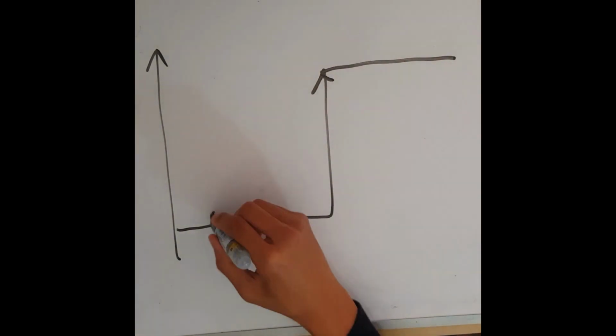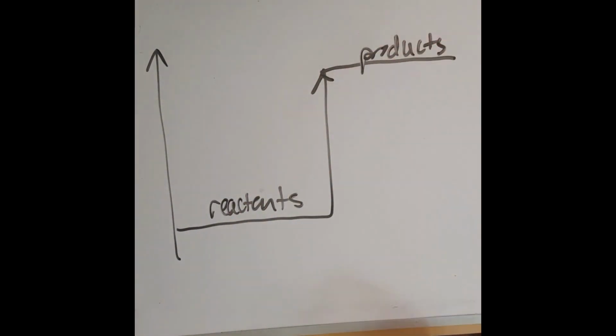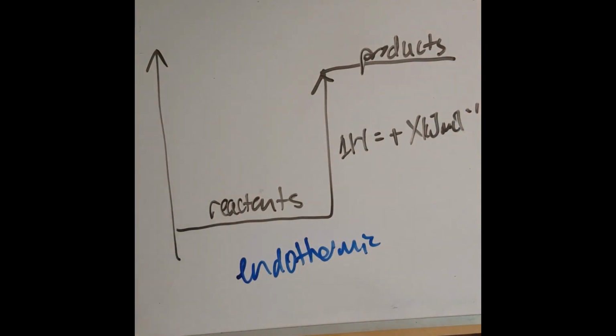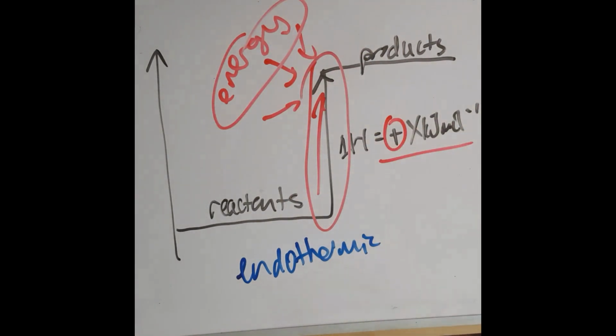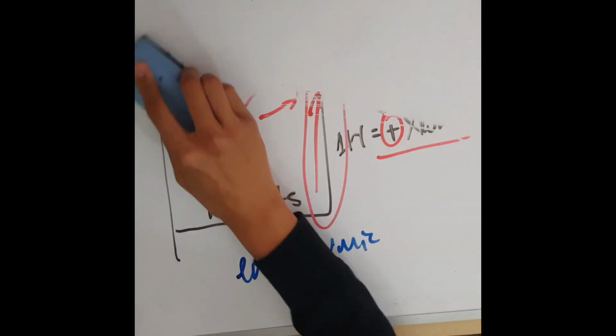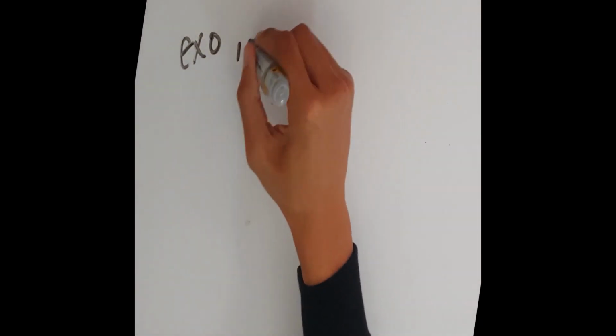Now, moving on to the next one. If the diagram looks like this, well, it's an endothermic reaction because, like I said, you look out for two things. One is the profile, another one is the positive or negative value of the kilojoule per mole. And energy is absorbed in this reaction, that's why the profile will increase.